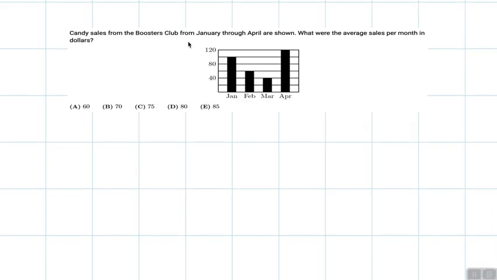Candy sales from the Boosters Club from January through April are shown. What were the average sales per month in dollars? So that's going to be 100 plus 60 there. This is plus 40, and this is 120, and divided by 4. So this sums to 160, 200, 320. 320 over 4 is 80. Yeah, so choice D.